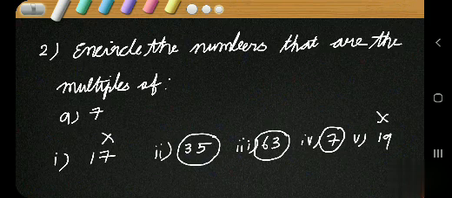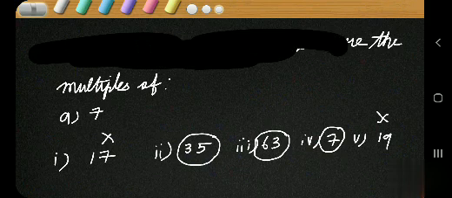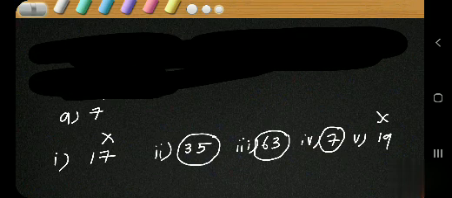Okay, have you understood how to do such problems? Yes. So we have done the case of A. Now let's try to do B. The question is 6. So what we have to do? Some numbers will be given, and if the given number is in 6 table, or if the given number is a multiple of 6, we need to encircle it, otherwise not.